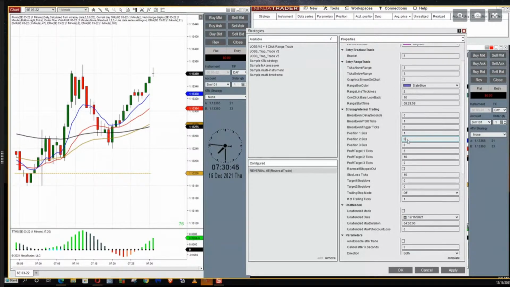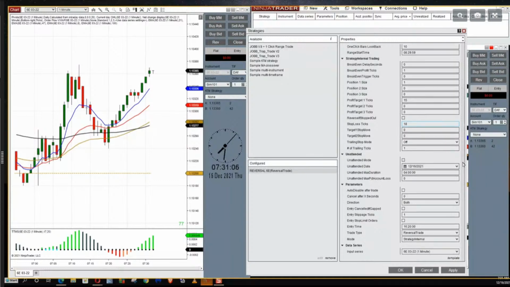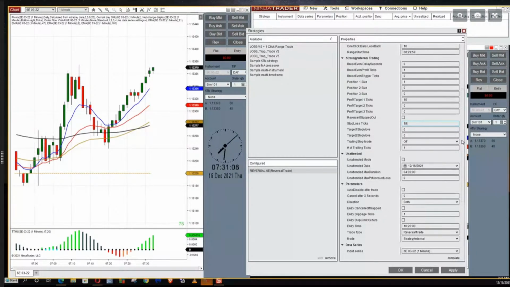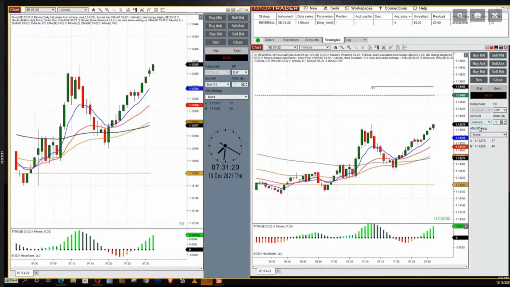One. I'm choosing how many targets and what my targets are going to be. Okay, I've got one position, one target for 15 ticks, and a stop for 18 ticks. That's all I need to do for a reversal. I've chosen reversal trade, and I'm going to put it on live. If I feel like I have a possibility of taking a reversal, I'll try and do it. So my charts need to be live.